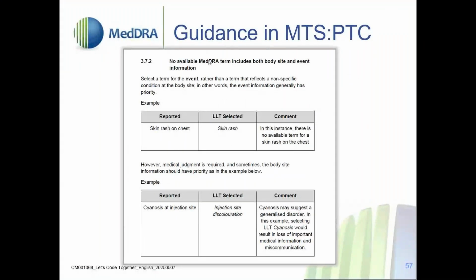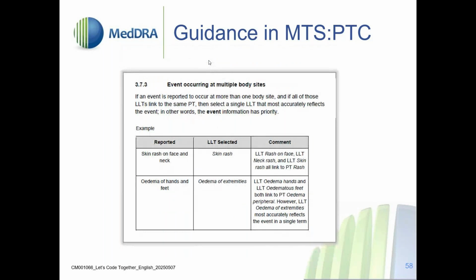Based on the MedDRA term selection points to consider document, the specific event reported should have priority when coding. So we would definitely capture the contusion, the bruising. And if an event has occurred at multiple body sites and all corresponding LLTs link to the same PT, then we should select a term that most accurately reflects the event. As you can see in these examples here, a skin rash on face and neck. There is no skin rash on face or skin rash on neck. There is a rash on face and neck rash. But here we have a skin rash, so we select skin rash in order to capture as much information as we can, and this is grouped under rash.